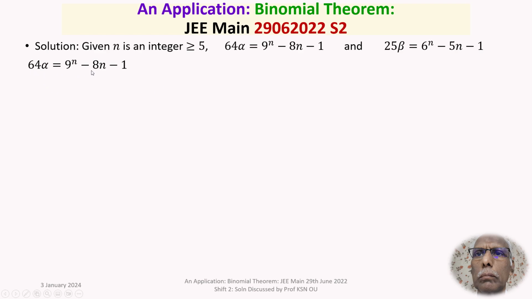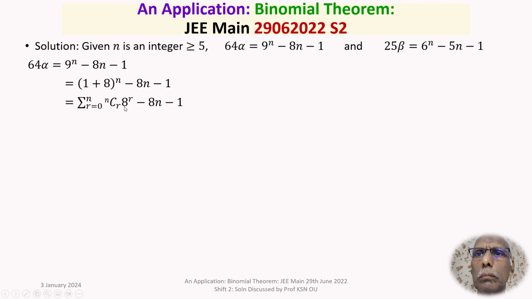Therefore, we take the first one, write 9 as 1 plus 8, whole power n, minus 8n minus 1. Now apply binomial. Write the binomial expansion. This will be equal to sigma r is equal to 0 to n nCr into 8 power r, that is the expansion, minus 8n minus 1. So this is what we have written.